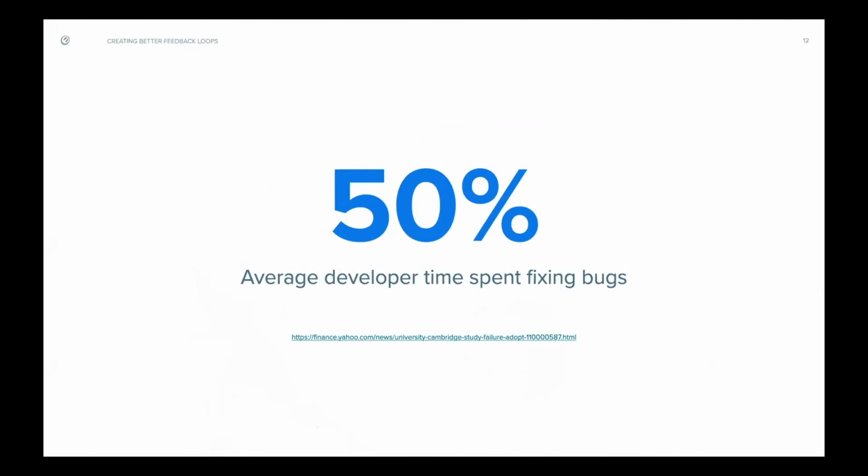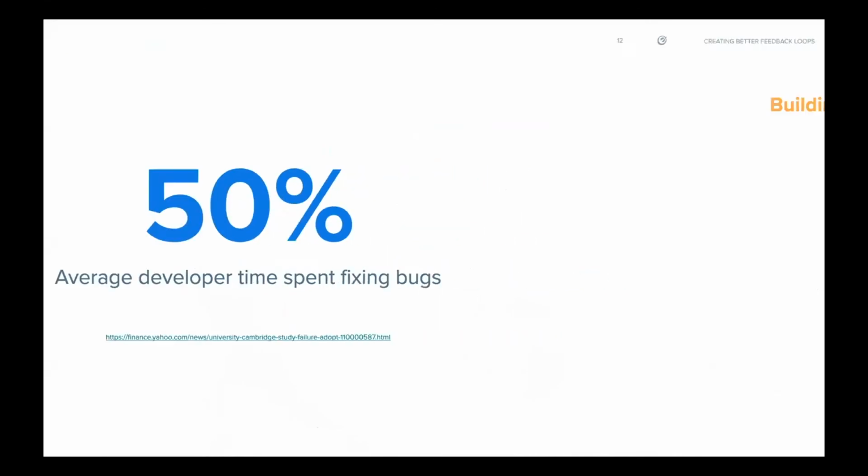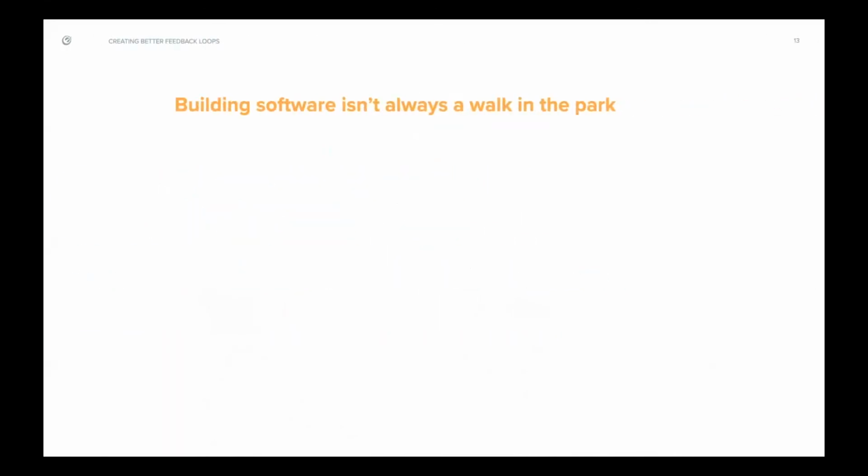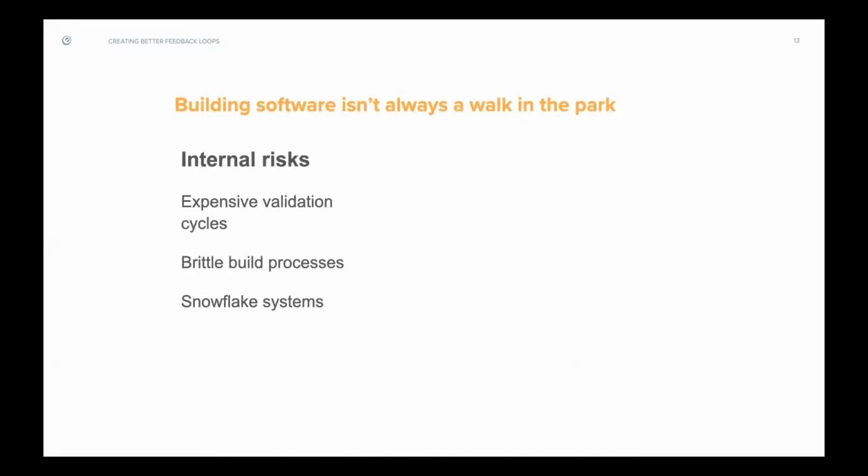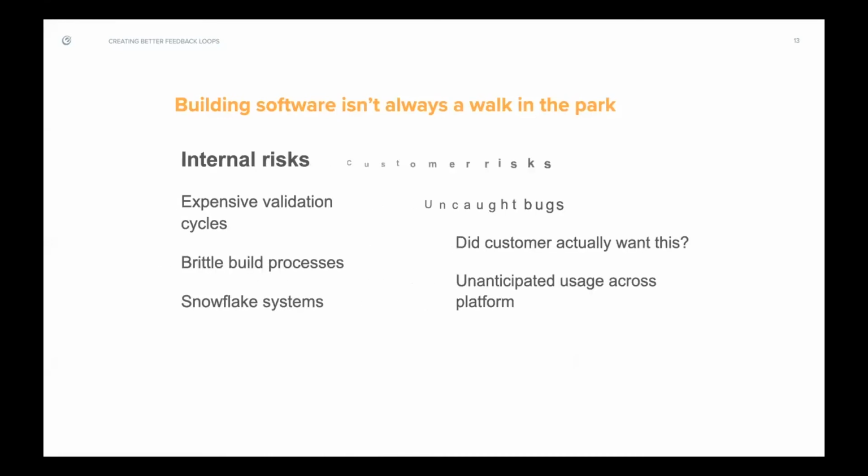On average, around 50% of a developer's time is spent fixing bugs, depending on the maturity of the organization. So clearly, things aren't always a walk in the park. You've got a lot of internal risks, a lot of customer risks or external risks.